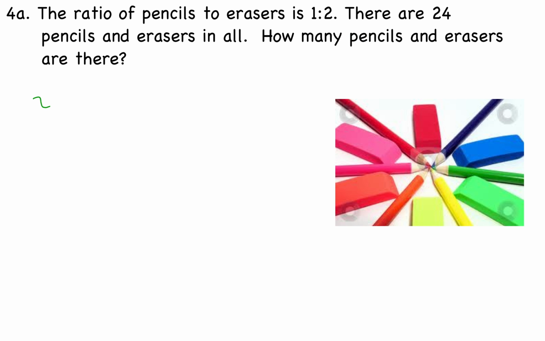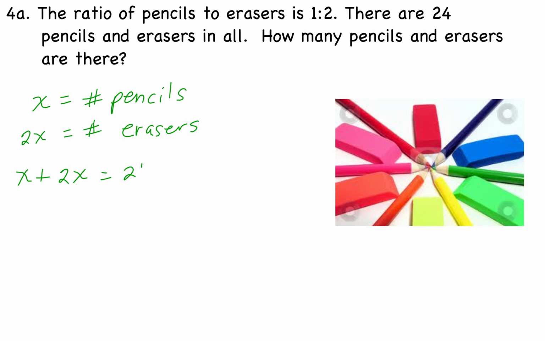So I'm going to let x be the number of pencils. What do you suppose I would let be the number of erasers then? Well, there's one pencil to every 2 erasers. So if x is pencils, I would have 2x is the number of erasers, right? So now let's write an equation. There are 24 pencils and erasers in all. So if I add these together, x plus 2x, that has to equal 24 in all.